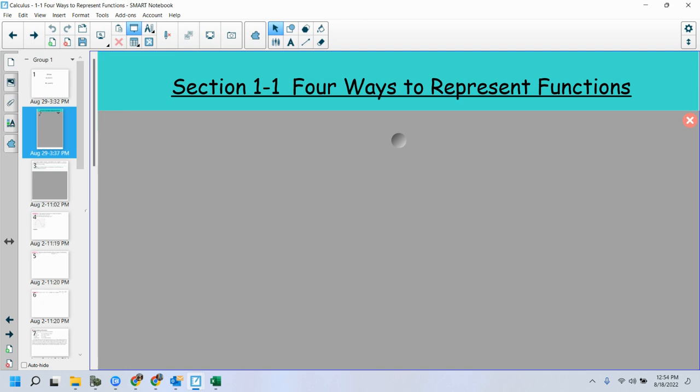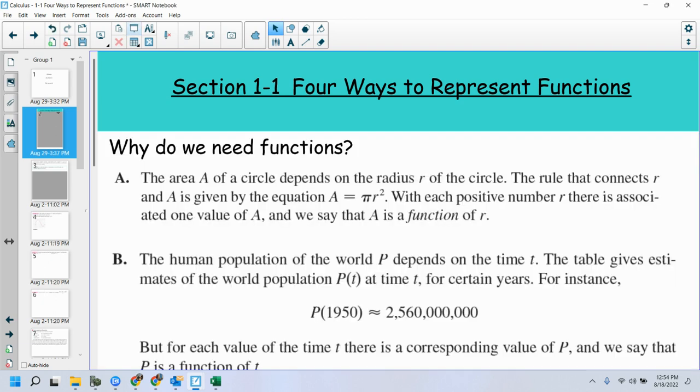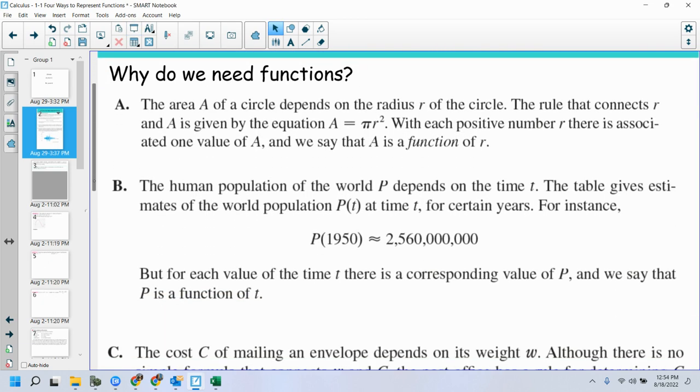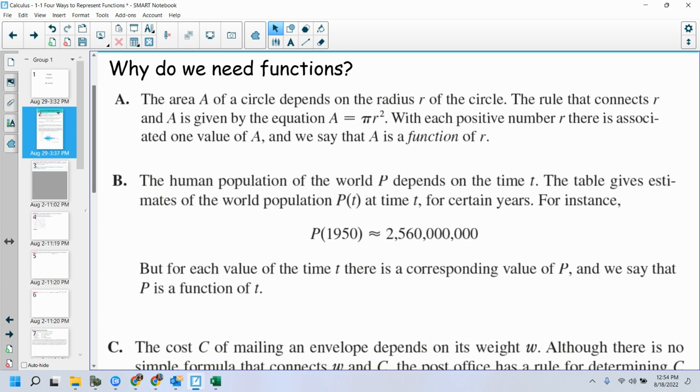So section 1.1, four ways to represent functions. But let's start with the basics. Why do we need functions in our everyday life? Now, you can write down anything you really want to write down up here. You do not need to write down all of this stuff. It's really just up to you. There are going to be definitions where I'll say, yeah, you should write this down. But a lot of the introductory stuff is probably not going to be as useful as some of the other things. Problems that we do together, yeah, you're going to want to write those down.